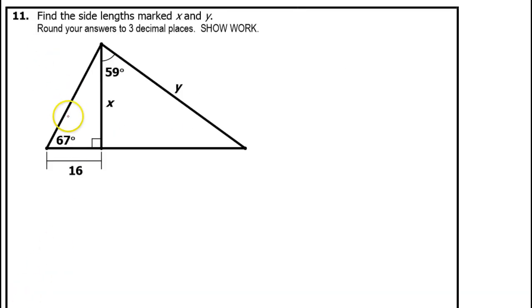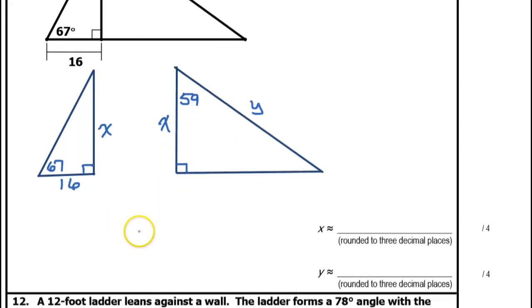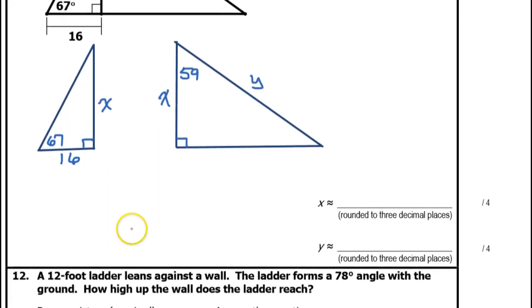For number 11, we have the double triangle scenario. The best thing to do is to redraw this picture showing the triangles separately. So here I have split the image apart into the two separate triangles. Now, the triangle on the left has enough information for us to solve only one variable. The triangle on the right has two variables, so we'll have to deal with that later. So, we will use our SOHCAHTOA skills.